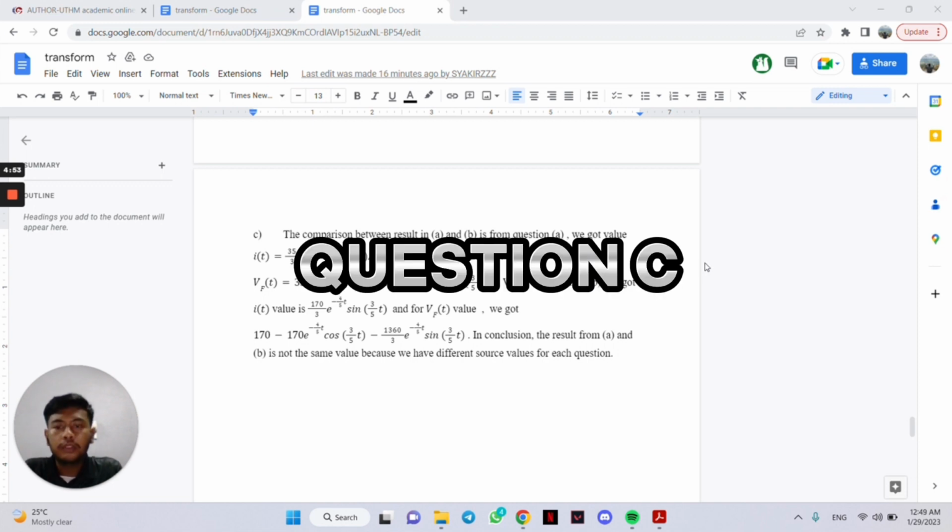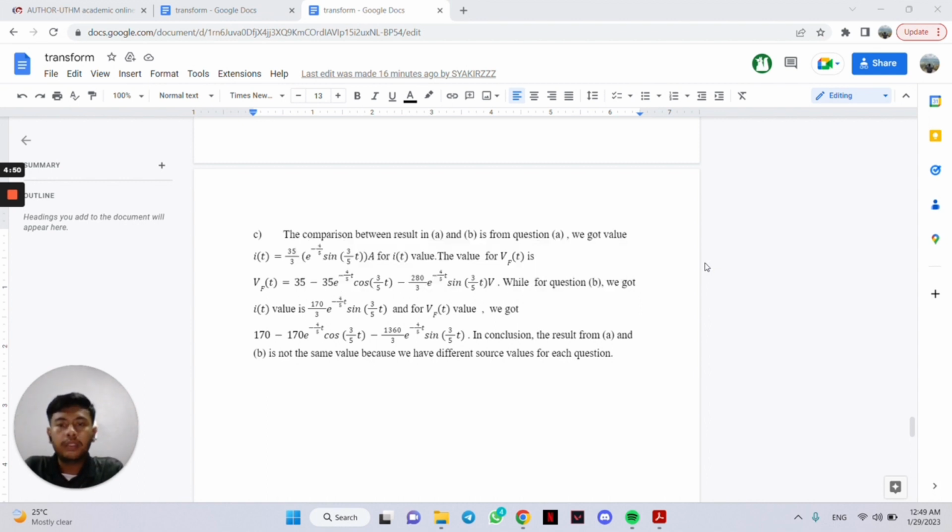AE2010030. So for question C, it is the comparison between the results in A and B from question A. We got the value i(t) equal to 35 over 3 e to the power of negative 4 over 5 t sine 3 over 5 t. For the value v_C(t), it is 35 minus 35 e to the power of negative 4 over 5 t cos 3 over 5 t minus 280 over 3 e to the power of negative 4 over 5 t sine 3 over 5 t volt.